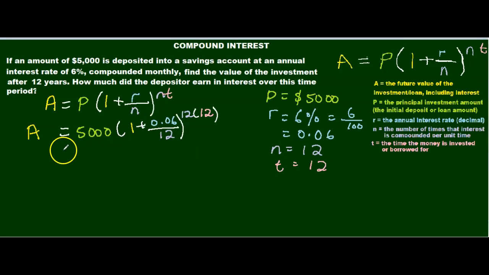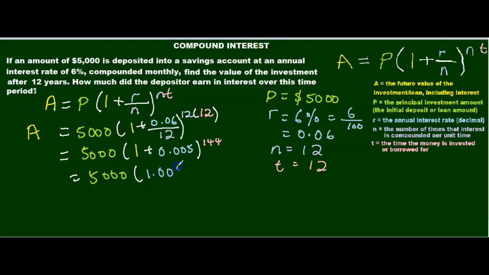And if we simplify that, remember we have to follow our PEMDAS or GEMA. So we have to solve everything in our parentheses or group first. 1 plus 0.06 divided by 12 is 1.005, to the power of 144, because 12 times 12 equals 144. Simplify that further: 5,000 times 1.005 to the power 144.